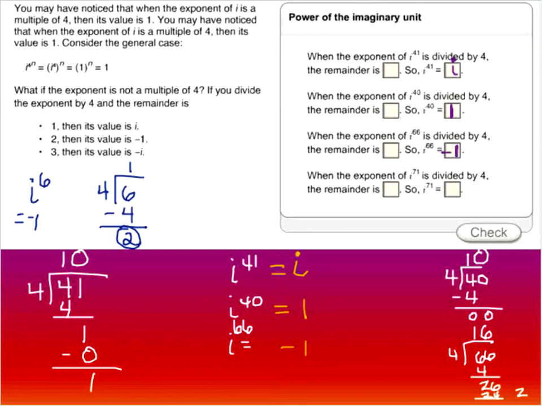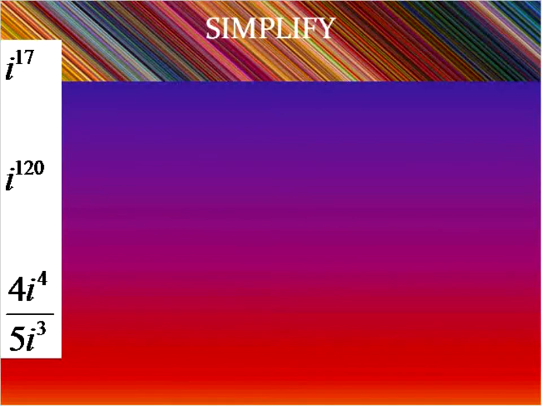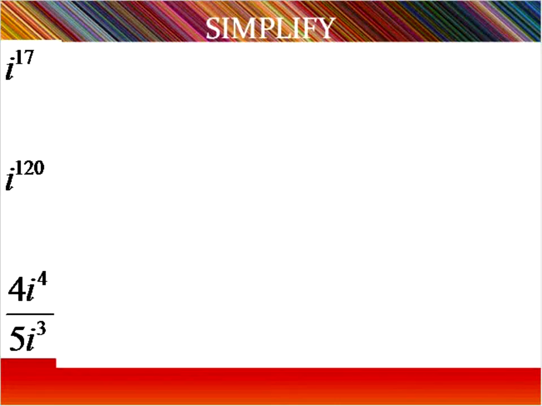All right, let's try a couple more I have here. i to the 17th power. Let's try that one. So take 17 and divide it by 4. 4 goes into 17 4 times, leaving you with a remainder of 1. So that means that i to the 17th is equal to i.